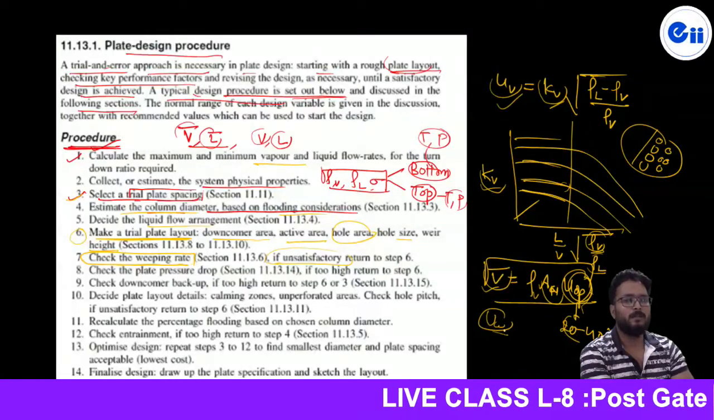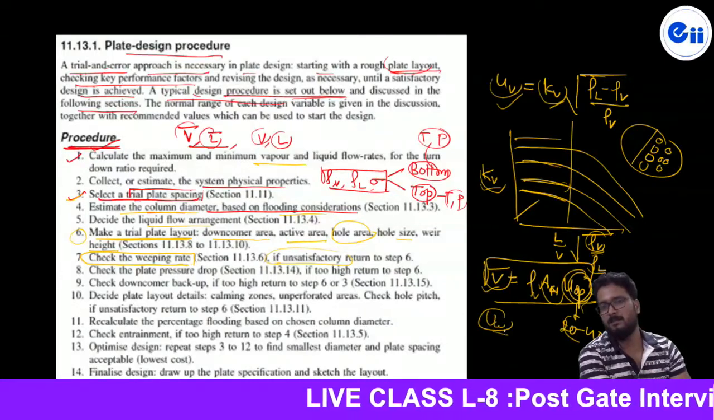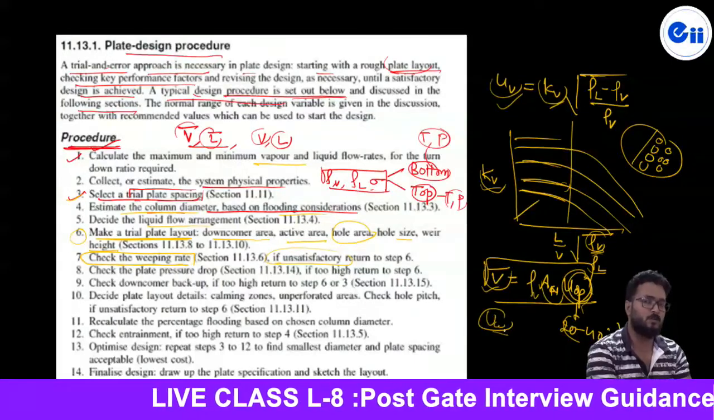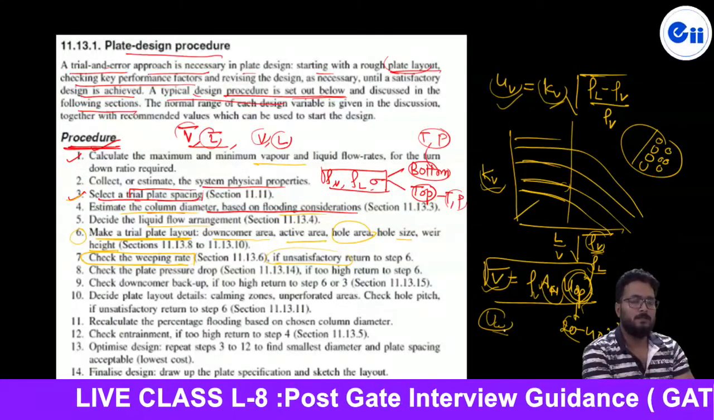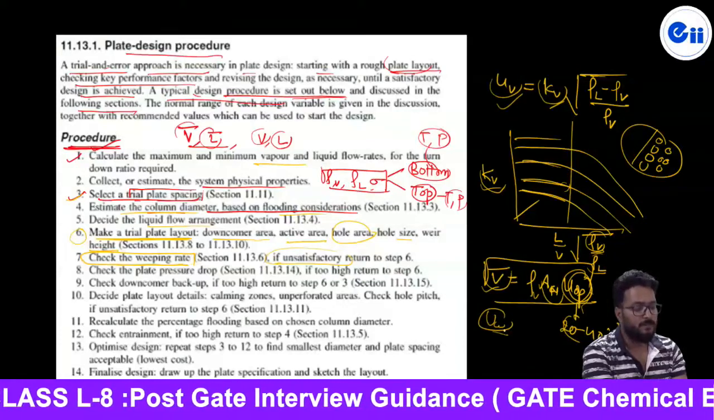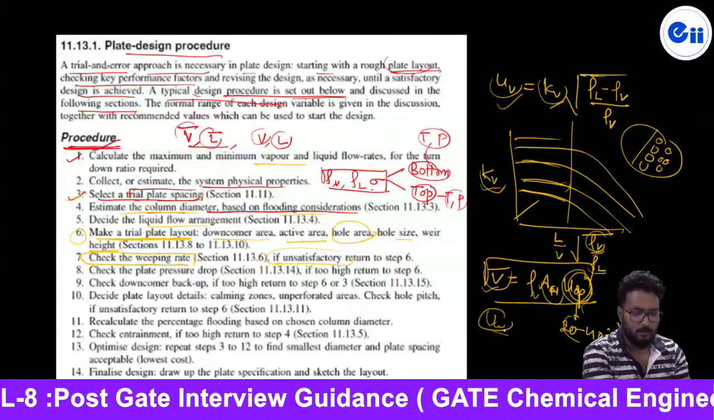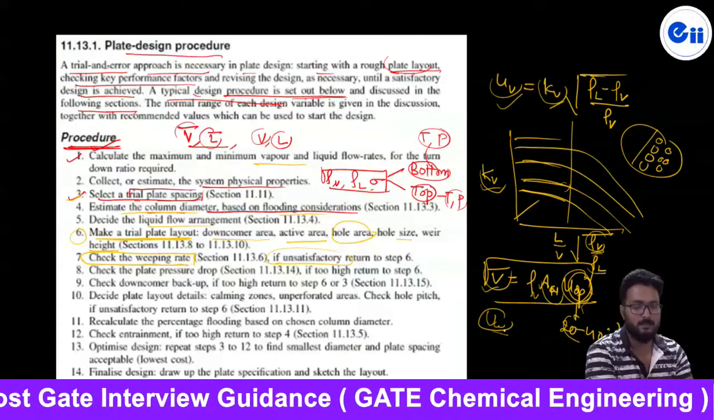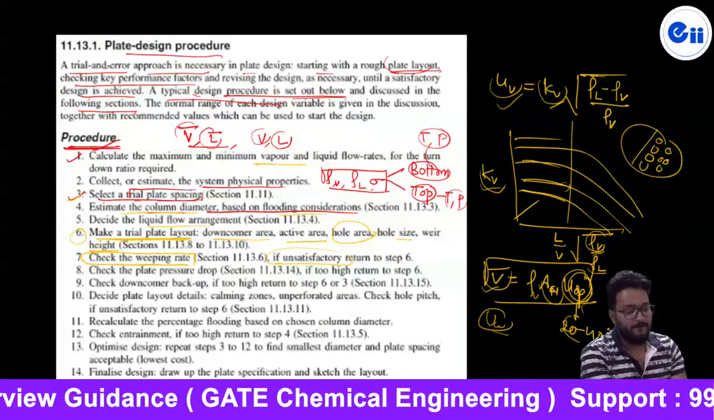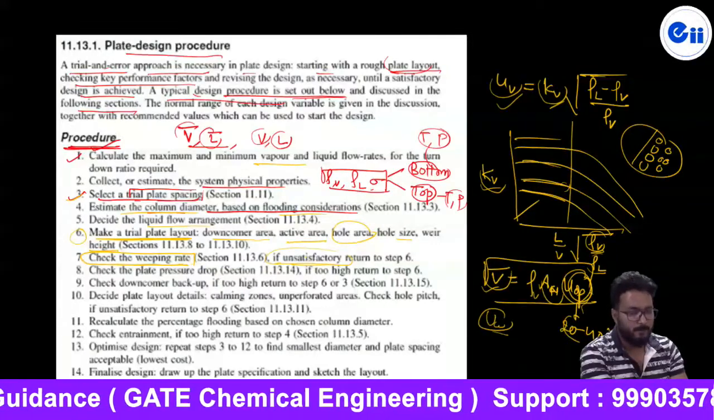And that's why, if the operating velocity of the vapor is equal to or lower than the weeping velocity, or if the difference between the operating and weeping velocity is not so much, in that condition we have to further change the trial value of step number 6. We have to change the downcomer area, we have to change the plate layouts, all the things. Clear? Thereafter, if it is satisfactory, then no need to worry, and we will proceed to the next step.